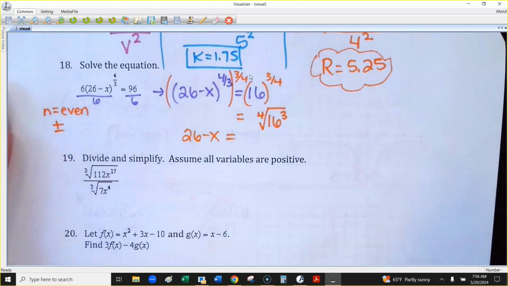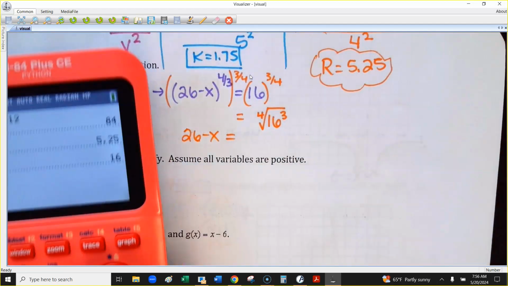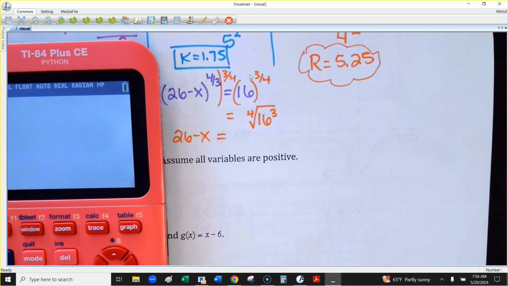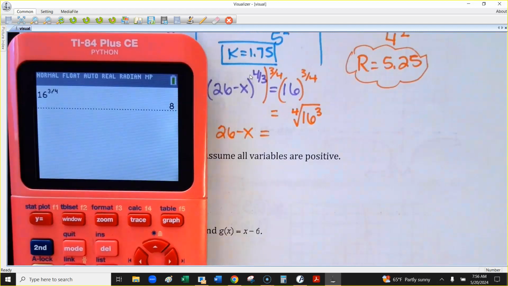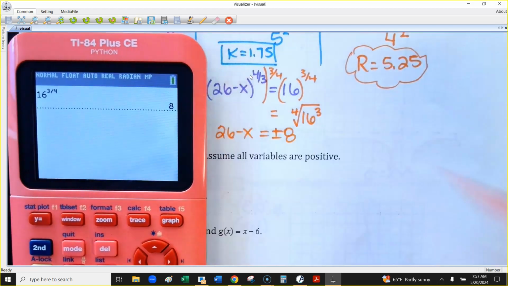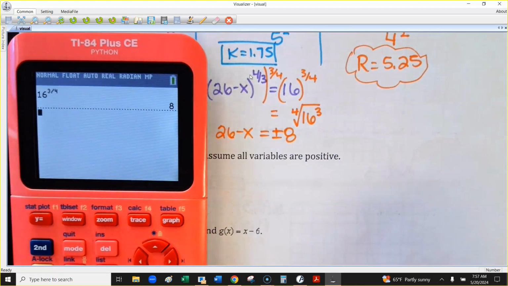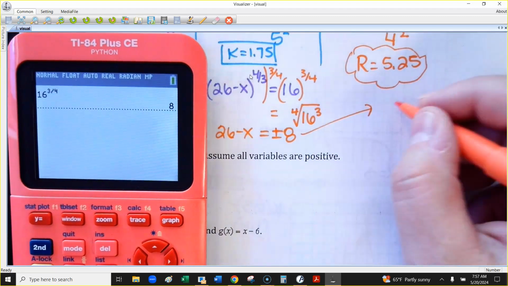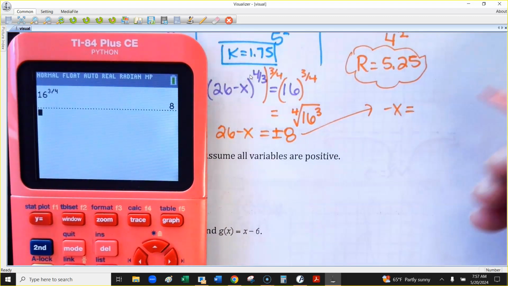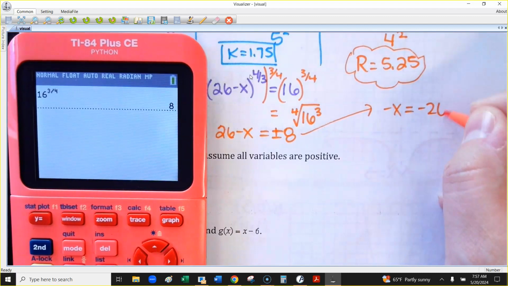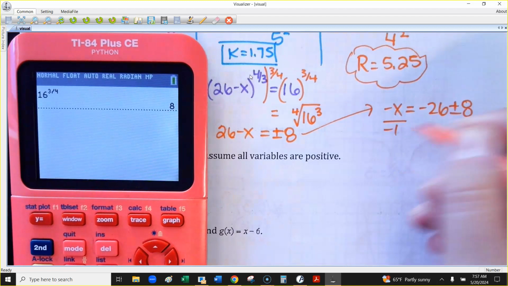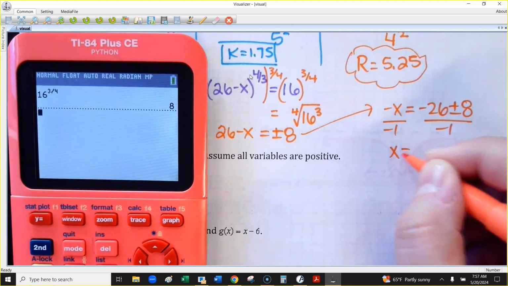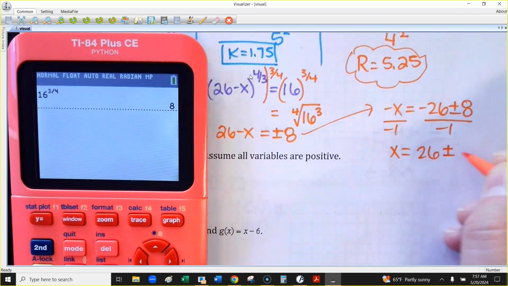So you can just do, if you want, on your calculator. I know I had you guys do a lot of these by hand, but if you want to do 16 to the 3/4 power, you can do that on your calculator. Make sure this is plus or minus 8. All right, so I'm going to move that 26. I'd get negative x equals negative 26 plus or minus 8. And I'm going to just divide everybody by -1 real quick. So that'd be 26. It would still stay plus or minus 8.